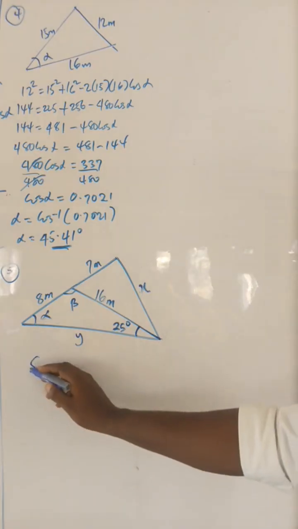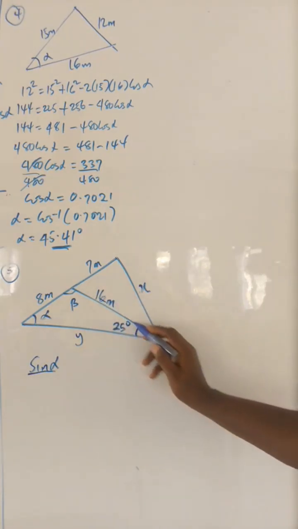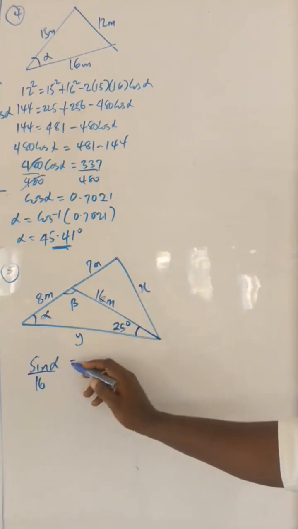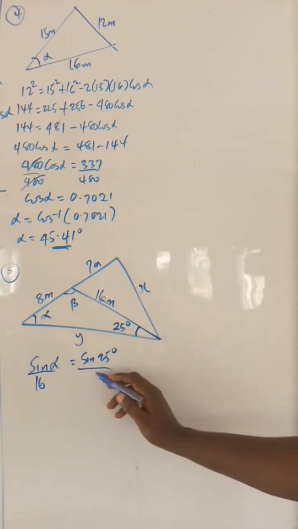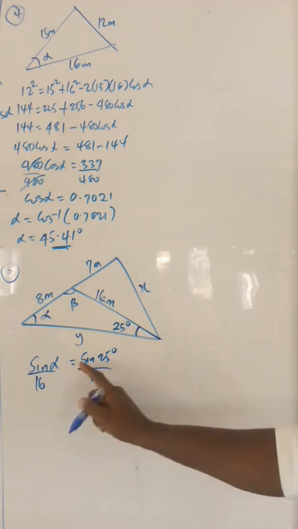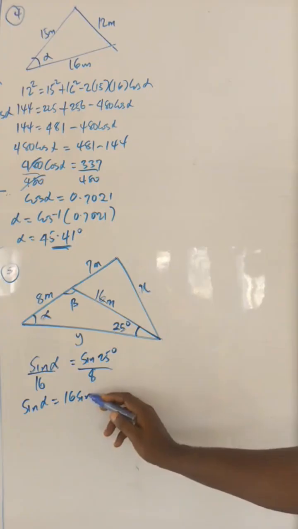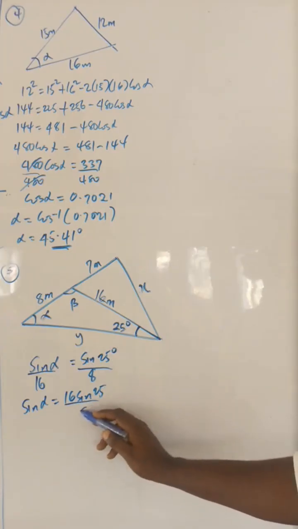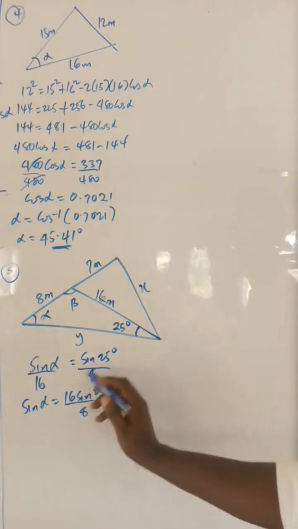So we do what? Sine alpha over what faces alpha? 16 equals to sine 25 over what faces 25? 8. So we can bring 16 here. So from here it means sine alpha equals to 16 sine 25 over 8. 8 into 16 is 2. That's 2 sine 25. Everything here in decimal is what?